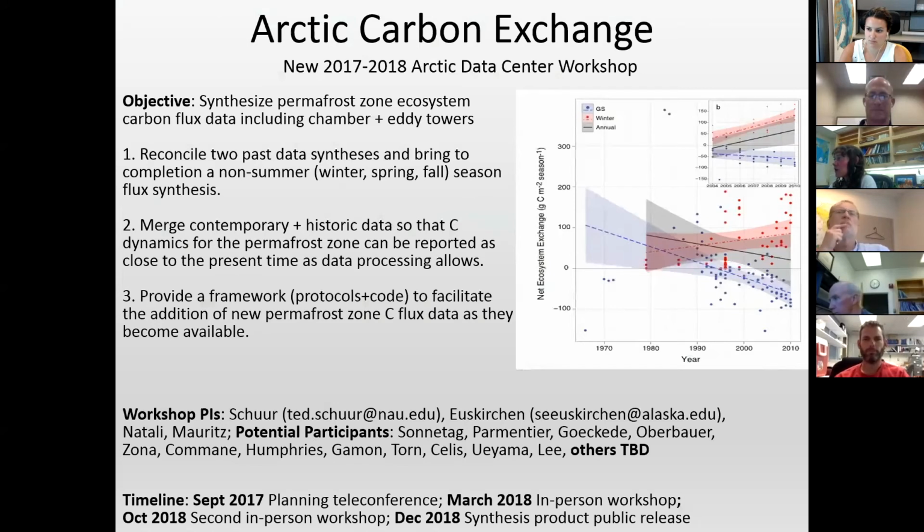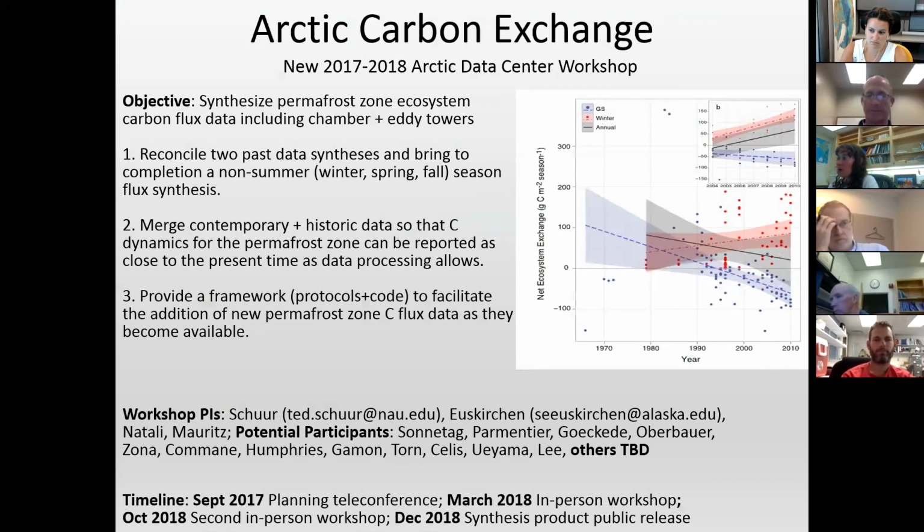That's something that Sue Natali has been working on, and has been putting together a lot of non-summer data that people have contributed. And then also thinking about merging contemporary and historic data so carbon dynamics in the permafrost zone can be reported as close to present time as data processing follows. And so this is something that would then be potentially merged into efforts such as NOAA's Arctic report card or other sorts of outlets that like to report this data at a real-time or close to real-time basis.